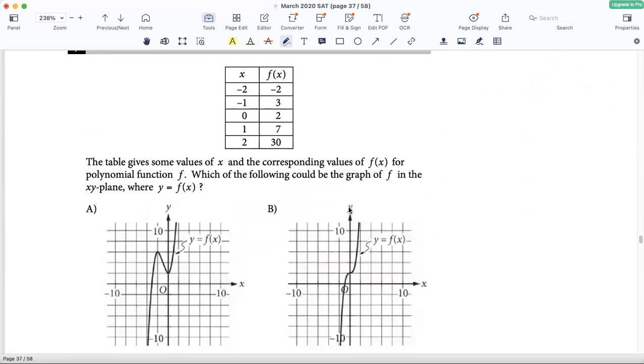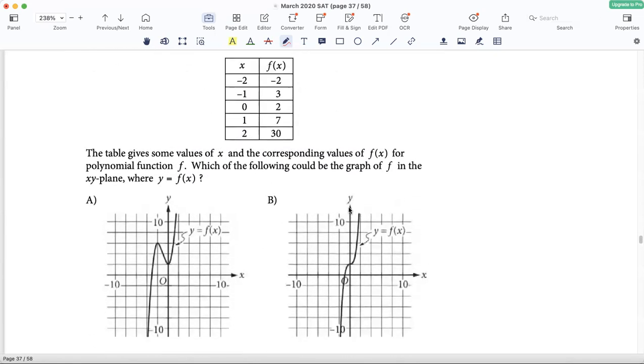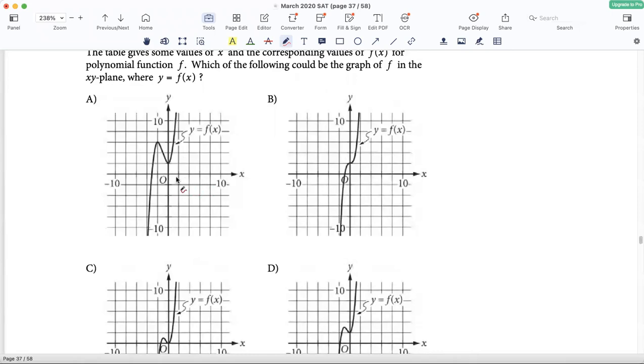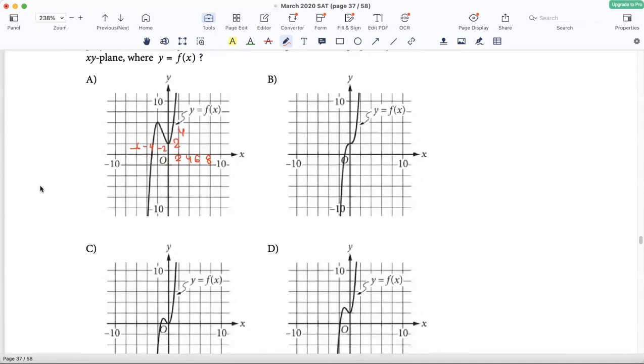The table gives some values of x and the corresponding values of f(x) for polynomial function f. Which of the following could be the graph of f in the xy-plane where y is f(x)? Okay, so we have these four options. Every grid point represents 2, right? So 2, 4, 6, 8, 10, and minus 2, minus 4, minus 6, and so on. So at minus 2, you have negative 2. So this is out because at negative 2, this is plus 4.